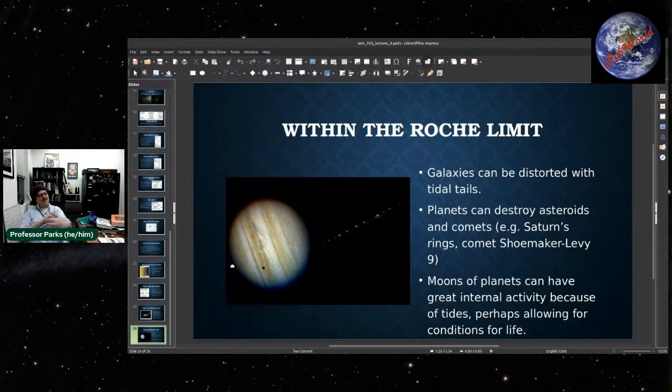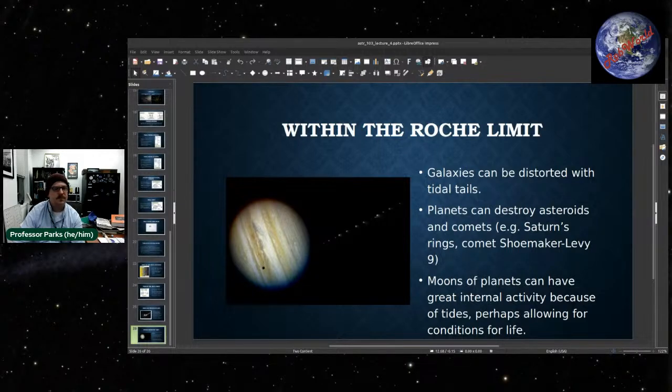But in the process of ripping the comet apart, it also changed the orbit of the comet, and it caused the comet to come back around and smack into the Earth, or smack into Jupiter. Shoemaker-Levy 9.